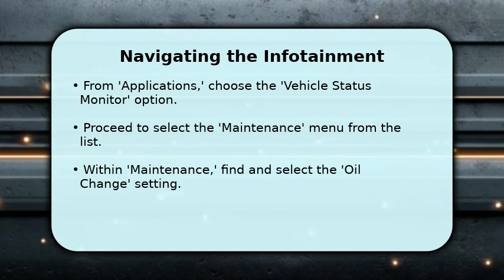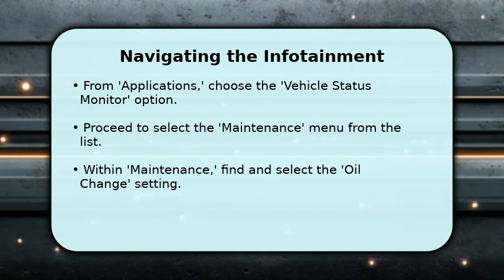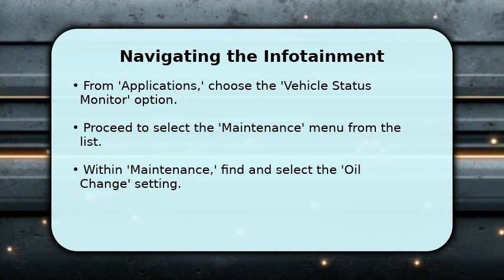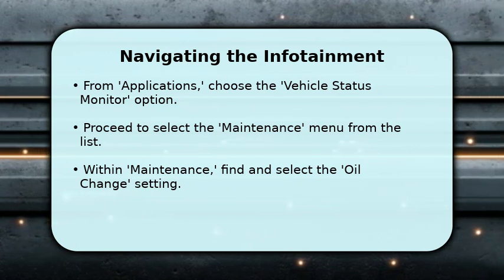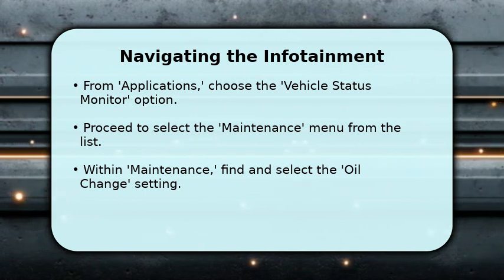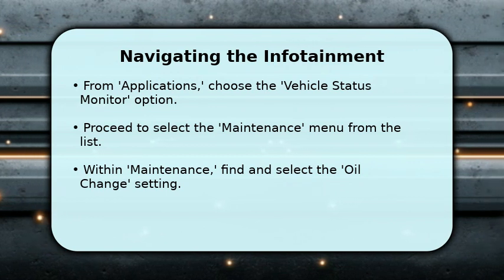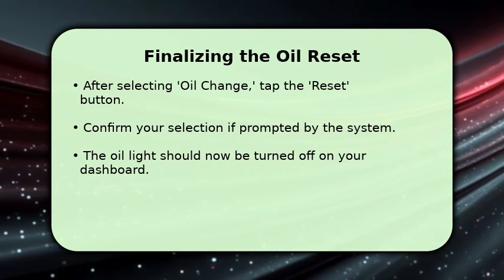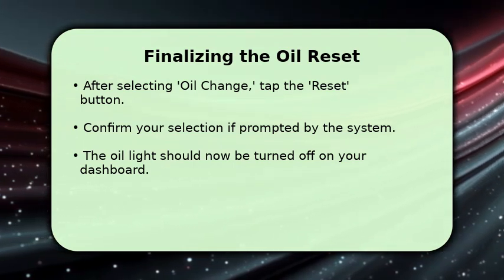Next, proceed to select the Maintenance menu from the available list. Inside the Maintenance section, you will find the Oil Change setting. Here, you can also adjust the recommended oil change interval, which is often set to around 5,000 miles or 6 months. Now that you have selected Oil Change, simply tap the Reset button on the screen.